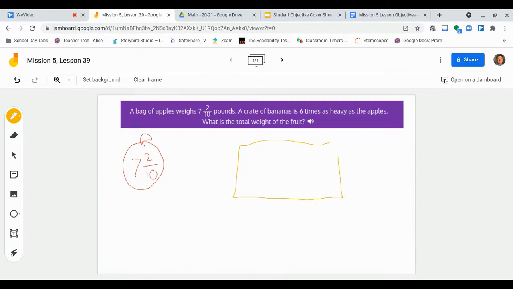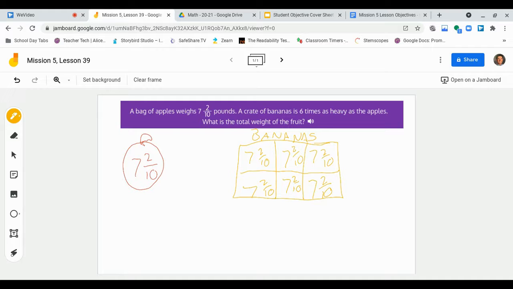I'll make a big old crate. And, well, it says 6 times as many here, so I like to draw it out first. Notice I put in 6, and really that's 7 2/10, 7 2/10, 7 2/10, 7 2/10, 7 2/10. It's fun to say, right? 7 2/10. Like that. So that's my crate of bananas.